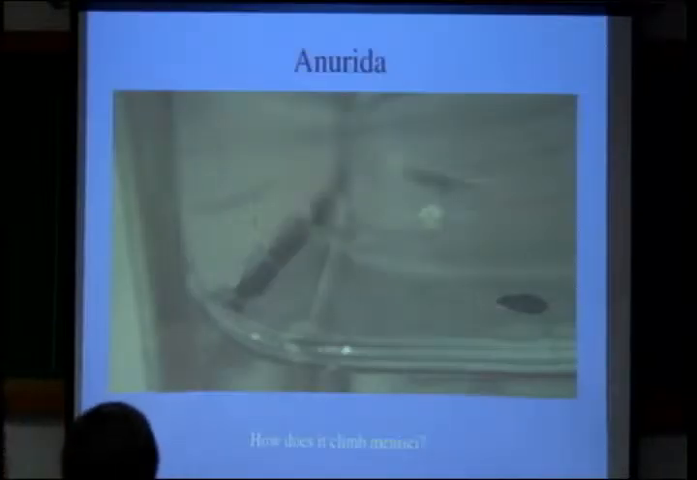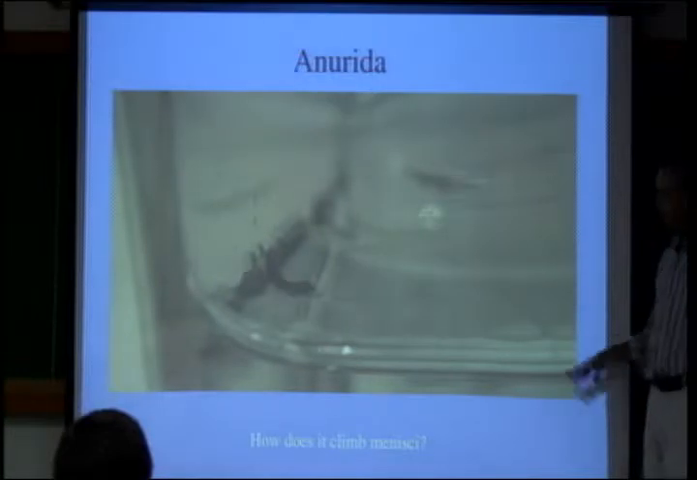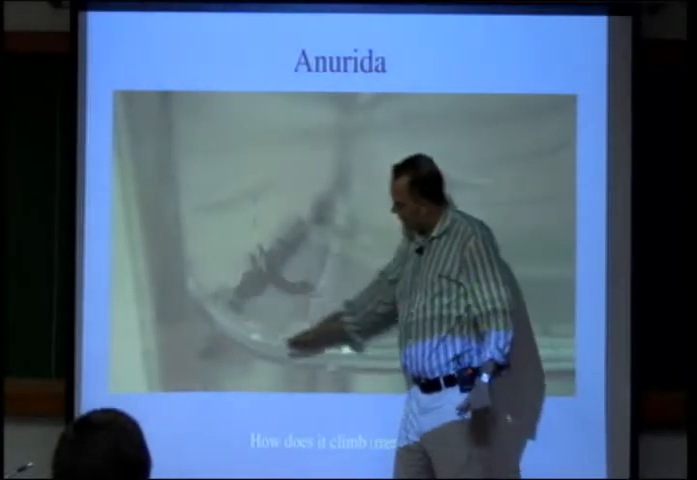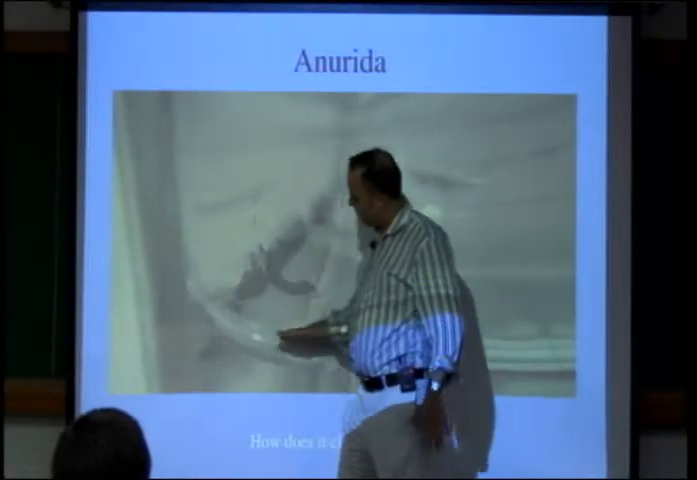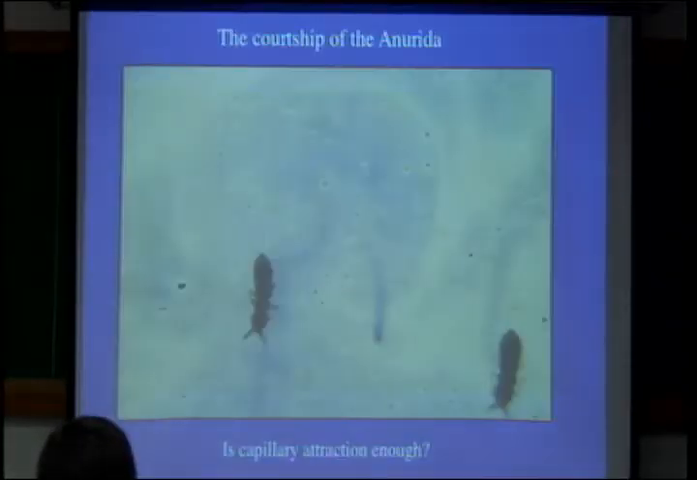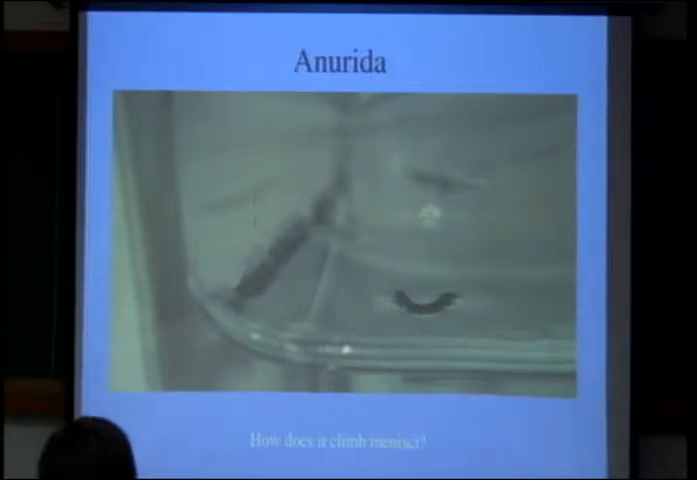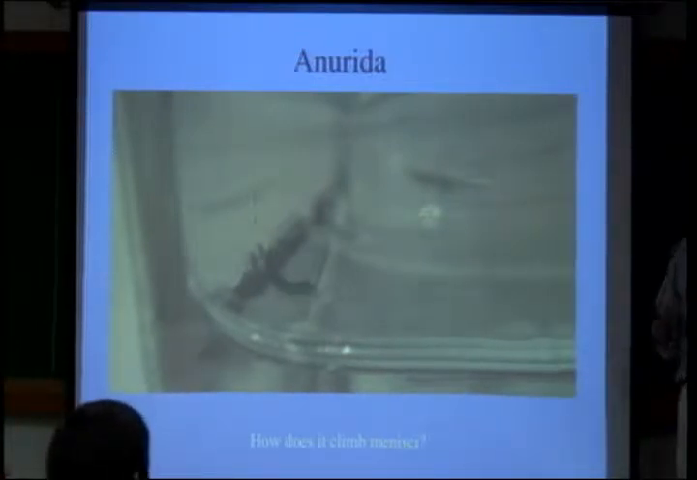Okay, and so these guys also use surface tension to generate propulsive forces. So here's a meniscus adjoining a wall, and these guys basically by arching their backs generate capillary forces which propel them upwards.